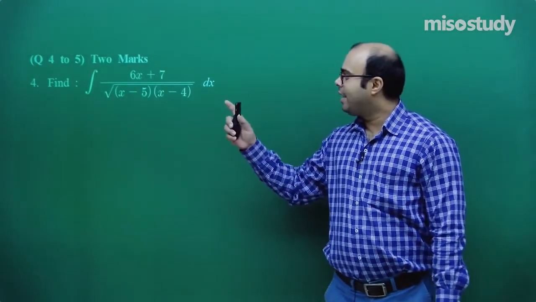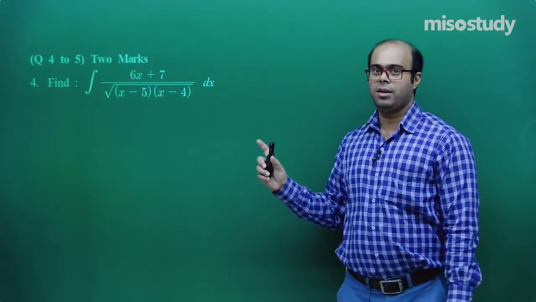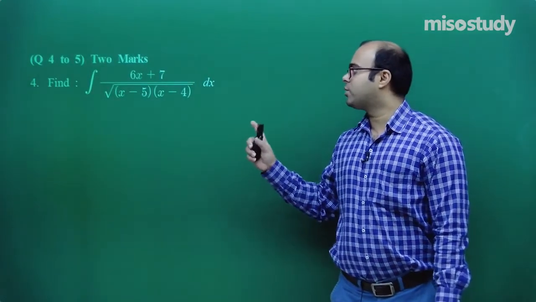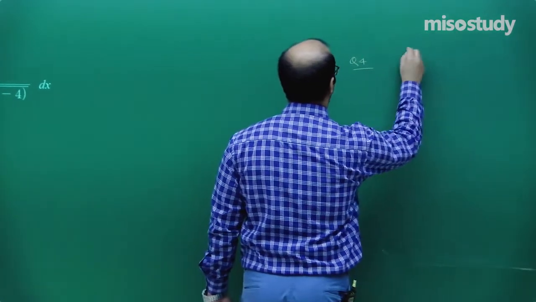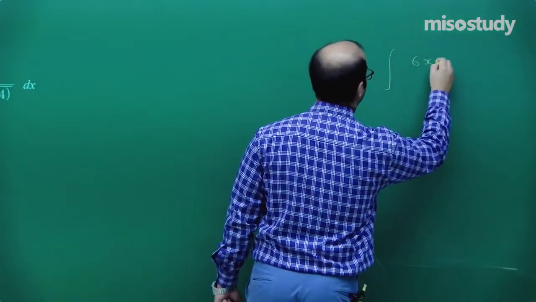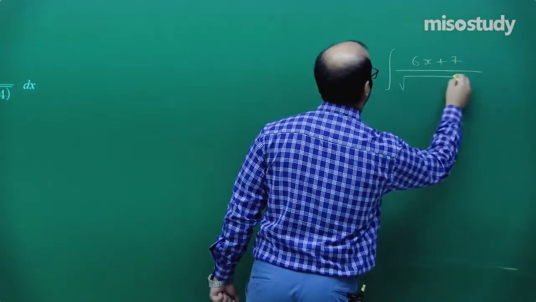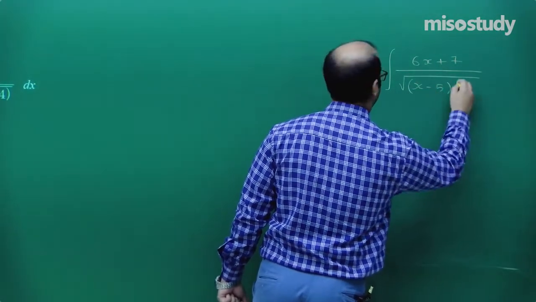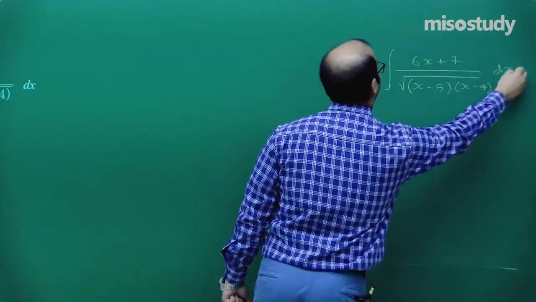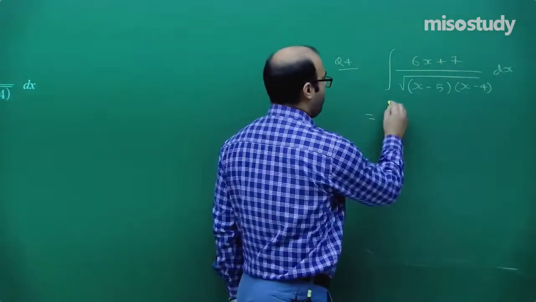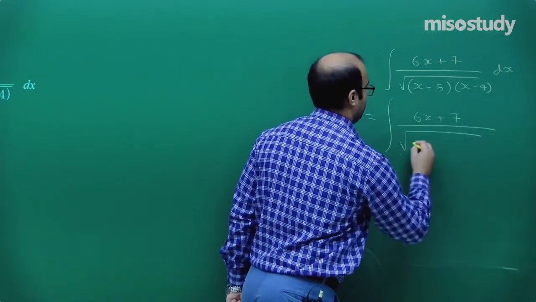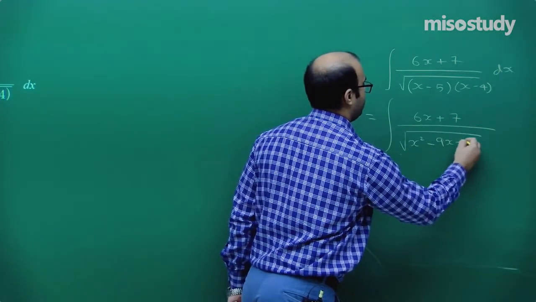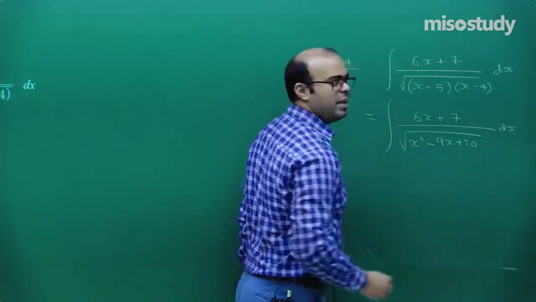It says, find the integral of (6x plus 7) upon root over (x minus 5)(x minus 4) dx. So, let us try to solve this question. Fourth one. It says, find the indefinite integration of (6x plus 7) by root over (x minus 5) into (x minus 4) dx. So, first of all, what we will do? We will write this term in the denominator like this, that is x square minus 9x plus 20, after multiplying term by term and simplifying.